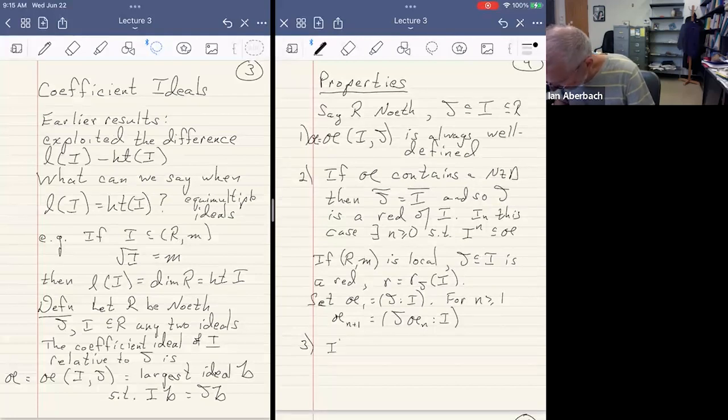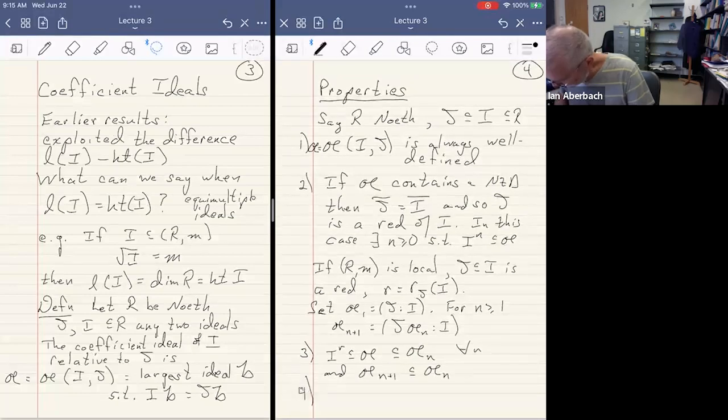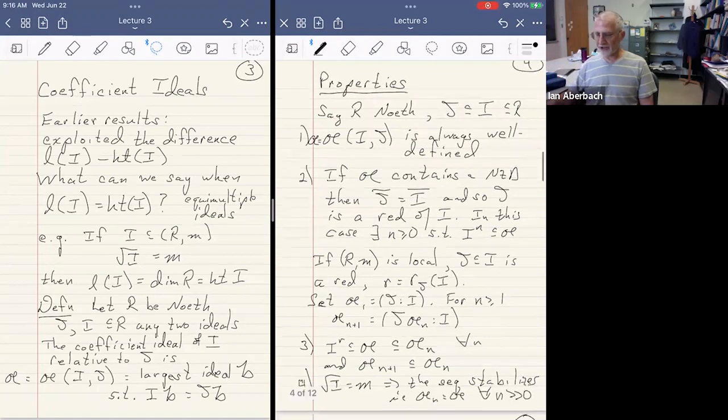We have that I to the r is contained in the coefficient ideal. The coefficient ideal is contained in each of these A sub n's, for all n. And this is a decreasing sequence, so A n plus one is contained in A n. All right. And the fourth thing, if I is M-primary, then the sequence stabilizes, i.e. A n is A for all n large enough. Okay, so those are the basic properties here.